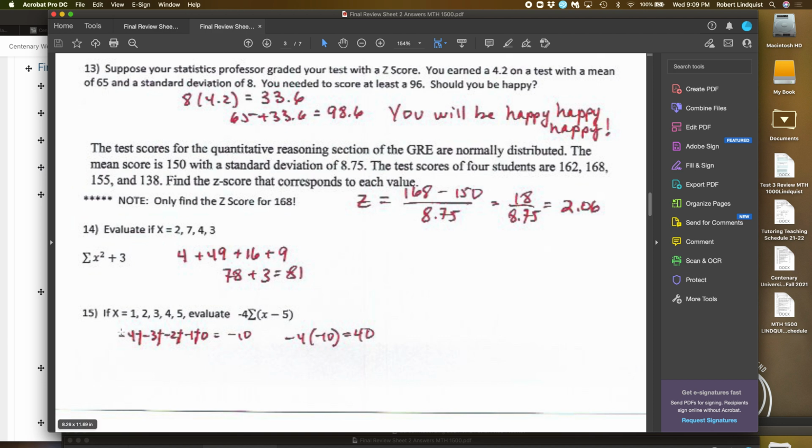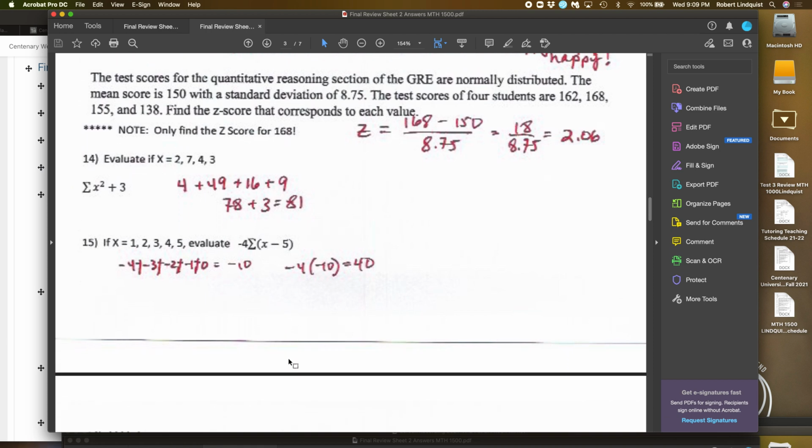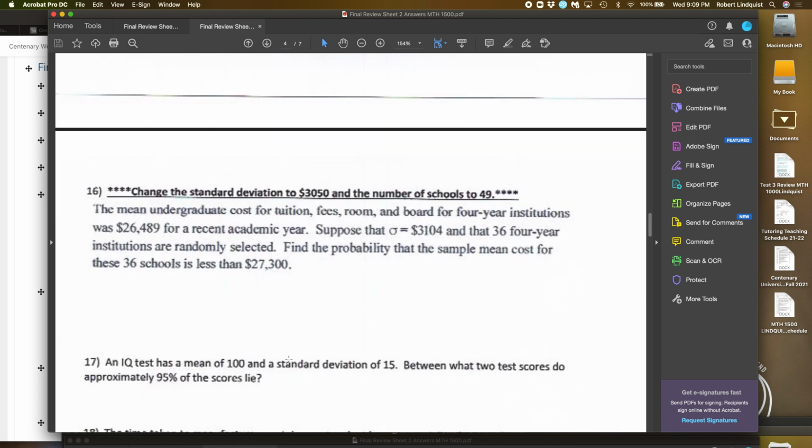Next one, subtract 5 from each of them. 1 minus 5 is negative 4, plus negative 3. 3 minus 5 is negative 2, add that. 4 minus 5 is negative 1, add that. 5 minus 5 is 0, add that. The whole thing is negative 10. Multiply that now. See, the parentheses said subtract the 5 first. Then negative 4 times the sum says get that sum, which we did. It's negative 10. Multiply it by negative 4, and you get 40.